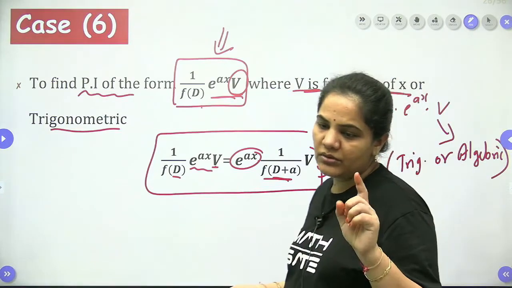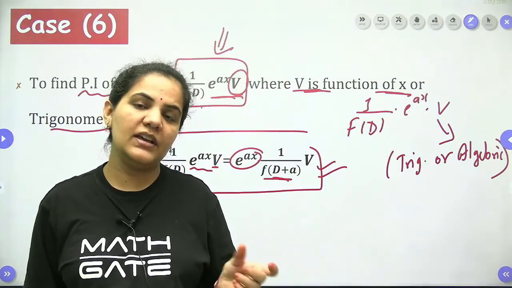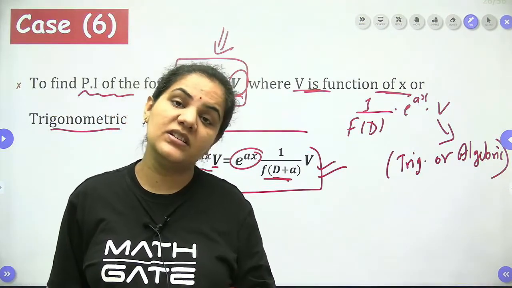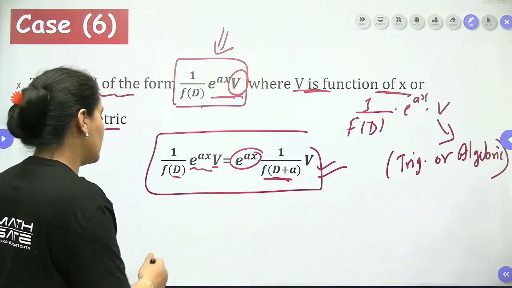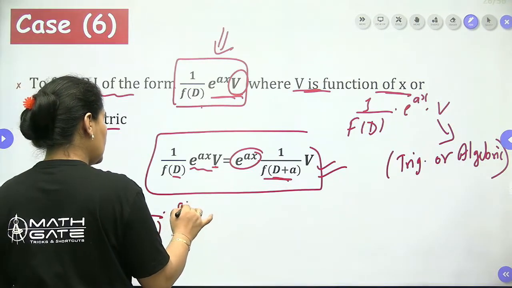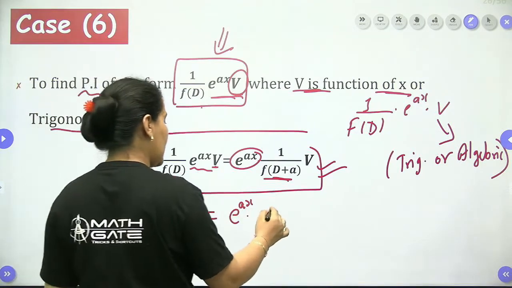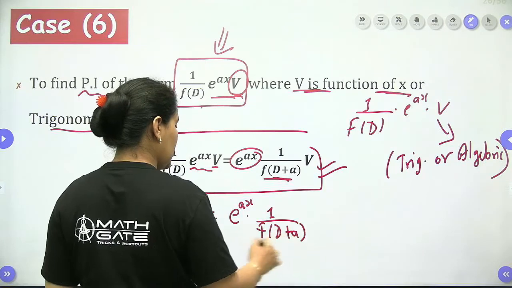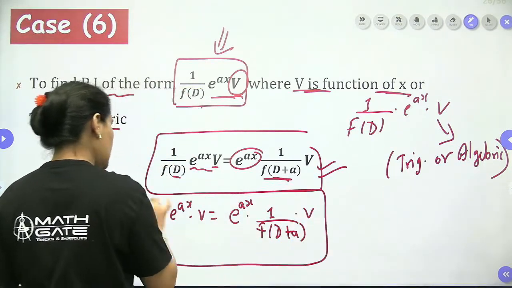As I already told you, case number 6 and case number 7 are different, because here we will always have two terms. So you have to remember these two forms exactly. We don't have any shortcut for these forms. You can remember it like this: 1 by f(D) into e to the power ax into v. We just separate e power ax, then in place of D we write D plus a, then we approach v.